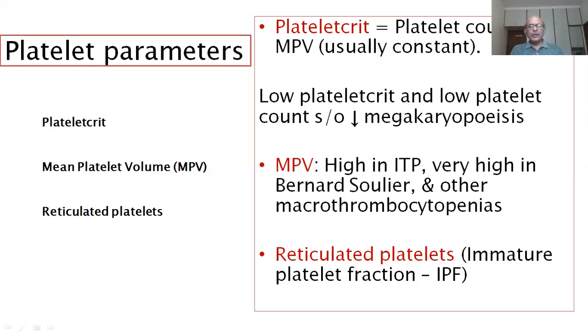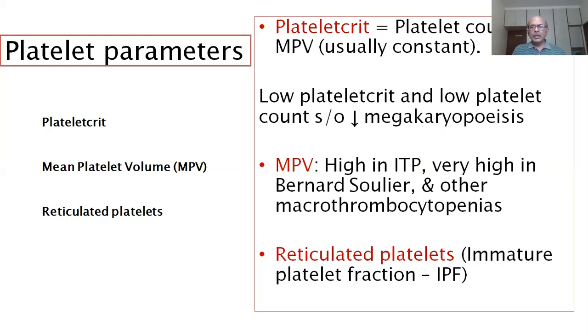The newer platelet parameters: there is something known as plateletcrit, just like hematocrit. One thing that you have to remember about plateletcrit is that in most disease states it remains constant. That is because when the platelet count goes down, there is accelerated megakaryopoiesis, and the young, immature platelets are large in size. So when the platelet count goes down, the MPV goes up, and hence the product is usually constant.